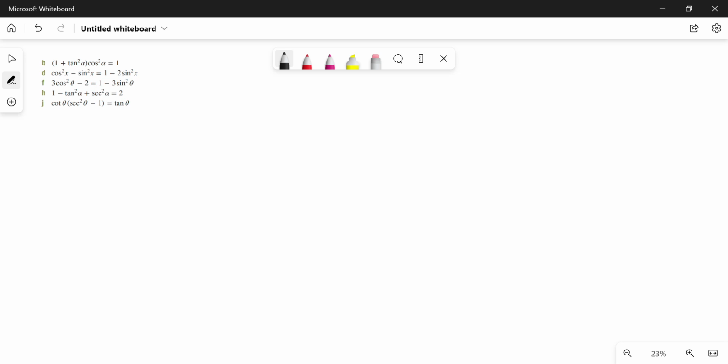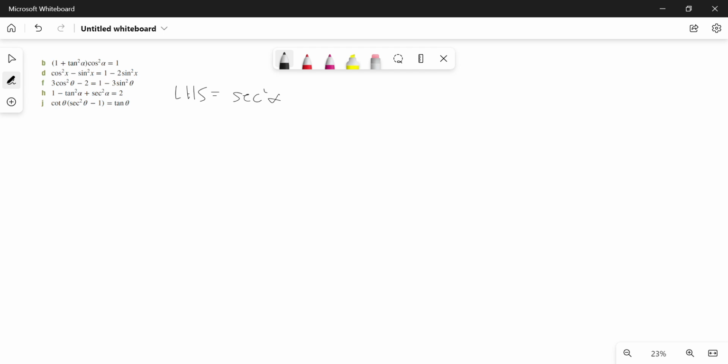Alright, so this is question 11, b, d, f, h, j. So let's look at the left-hand side of B. For B we've got, let's expand out these brackets. Actually, let's not. Let's do 1 plus, use the identity. 1 plus tan squared we know is sec squared.